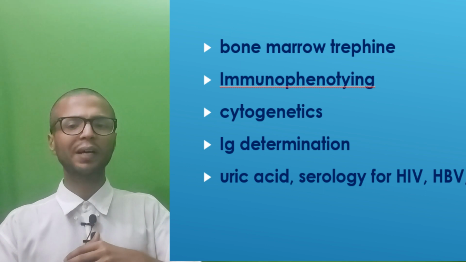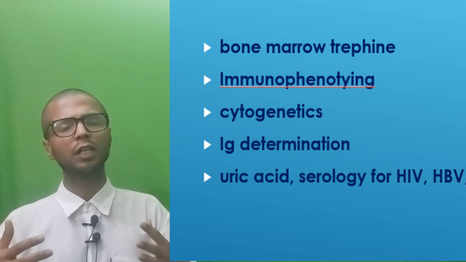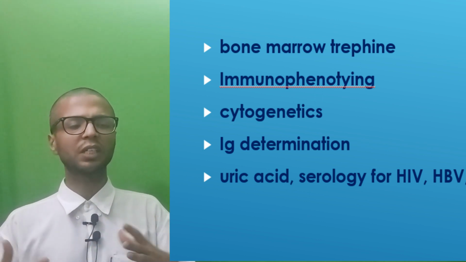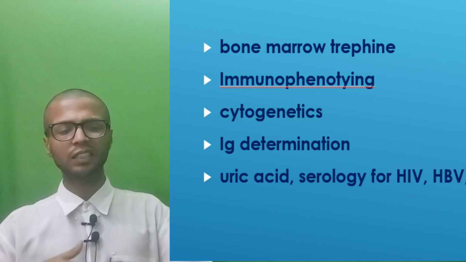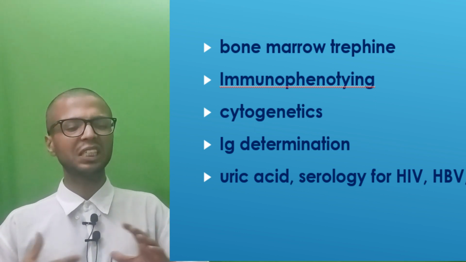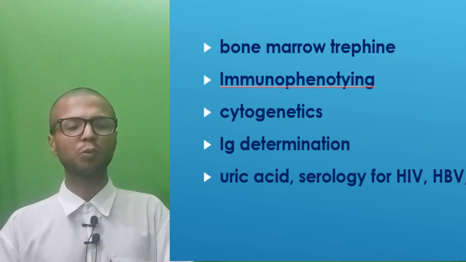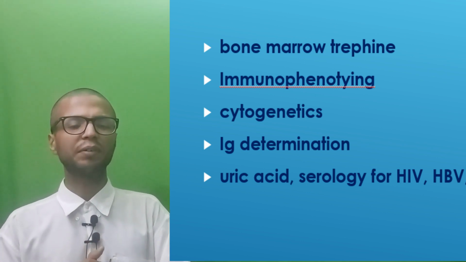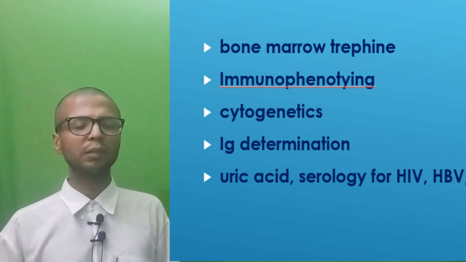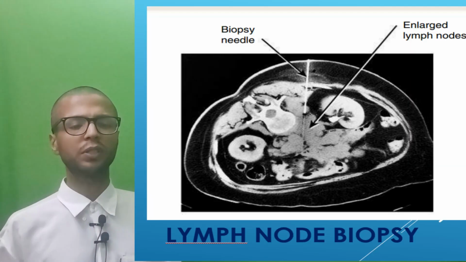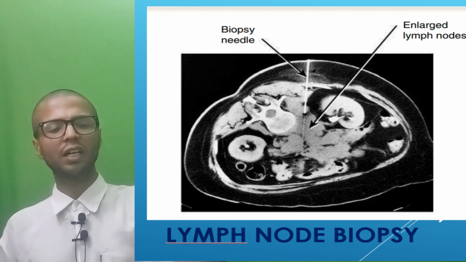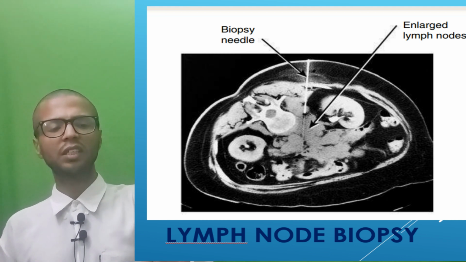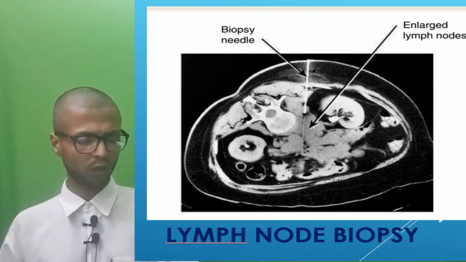And in non-Hodgkin lymphoma, there can be hypogammaglobulinemia. So we also estimate immunoglobulin levels in the serum, and adjunctive tests like uric acid and serology for hepatitis B, C, and HIV, because you know that non-Hodgkin lymphoma can occur with these infections as well. And the definitive diagnosis you can do with lymph node biopsy. In this picture you can see the biopsy needle is inserted posteriorly. So this is doing biopsy of the retroperitoneal lymph node.